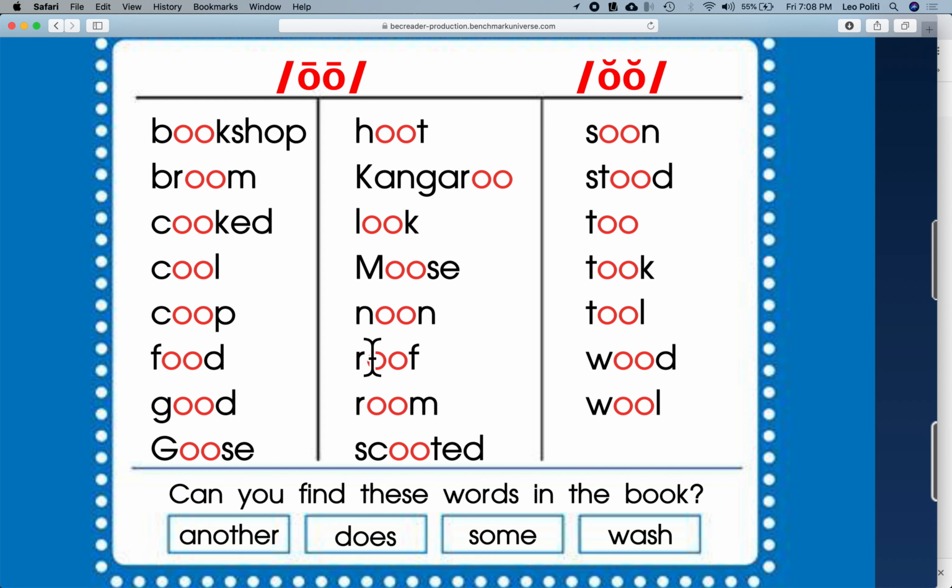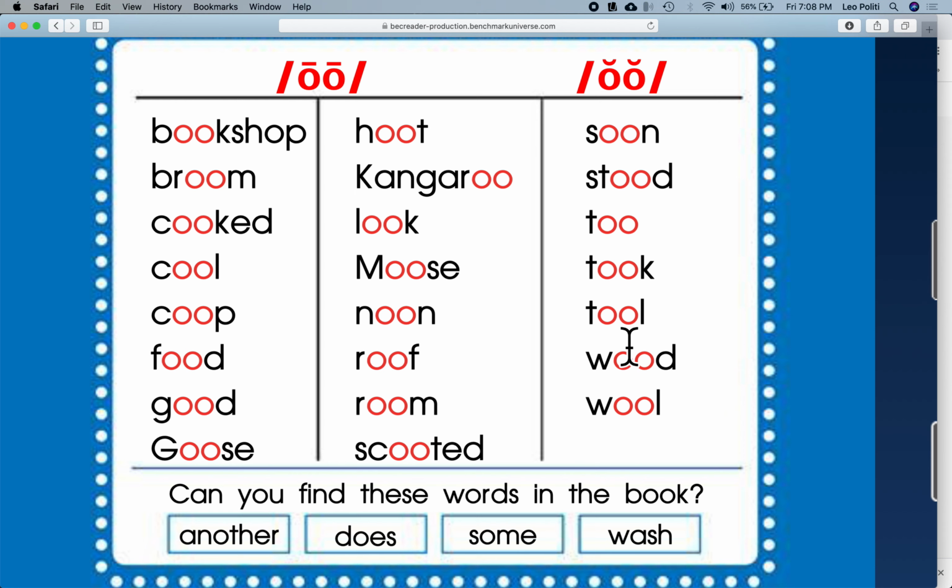moose, noon, roof, room, scooted. Okay, ooh, ooh, ooh. Now, who. Okay, and soon, stood, to, took, tool, wood. Now notice the words are being mixed up.